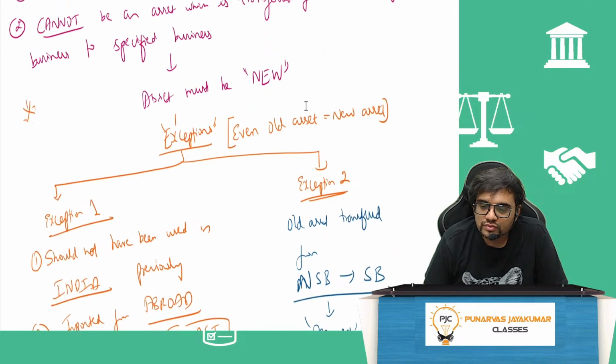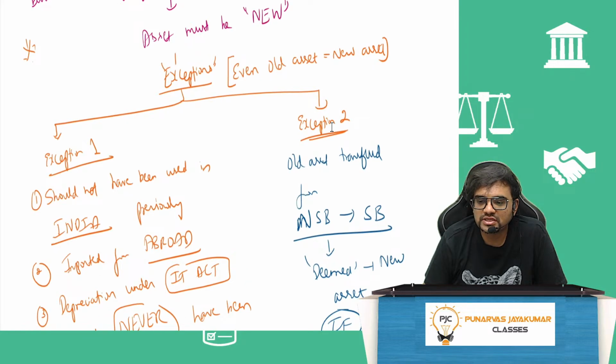Asset must be new. Guys, in additional depreciation we saw, asset must be new means what? Even if it is imported from outside India, it is considered old only. But here there is a change. In 35 AD, asset must be new, but there are two exceptions. Exception number 1.